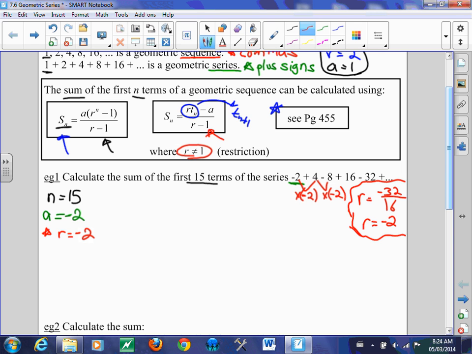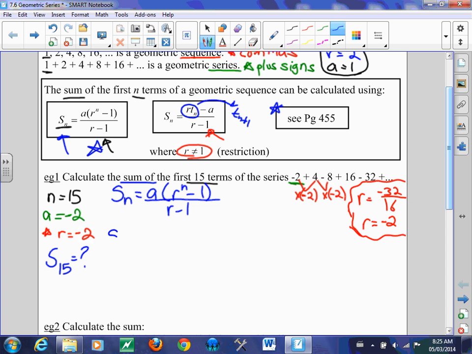All right. So what the question asks us is, what is the sum of the first 15 terms? So we're looking at S at 15. So what does that equal? Well, what information is given? We're given N, and we've got A and R, so we're going to use the first formula here. So I'm just going to write it out. S at N equals A times R to the N minus 1, all divided by R minus 1.